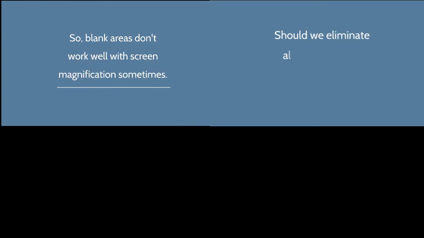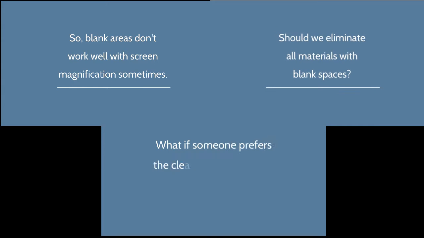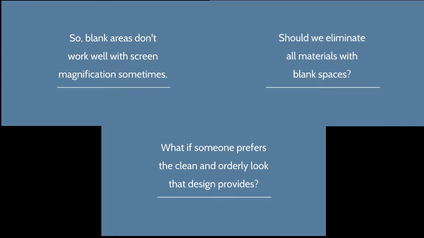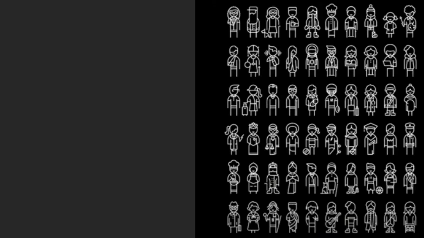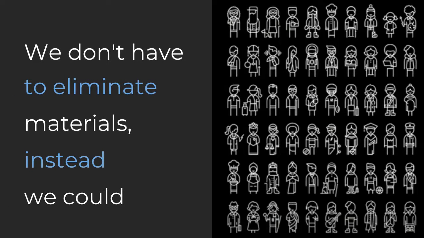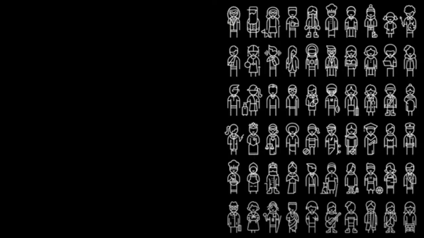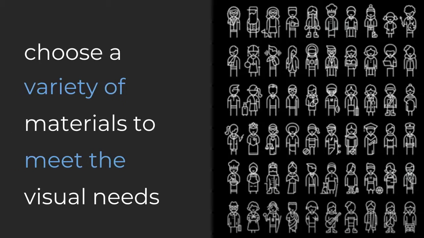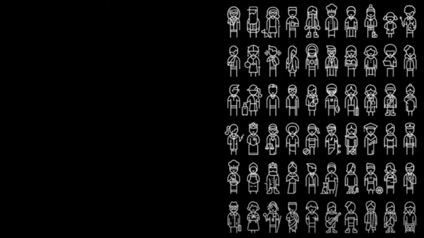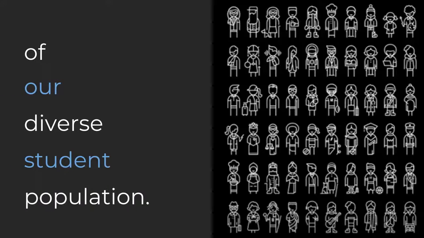So blank areas don't work well with screen magnification sometimes. Should we eliminate all materials with blank spaces? What if someone prefers the clean and orderly look that design provides? We don't have to eliminate materials. Instead, we could choose a variety of materials to meet the visual needs of our diverse student population.